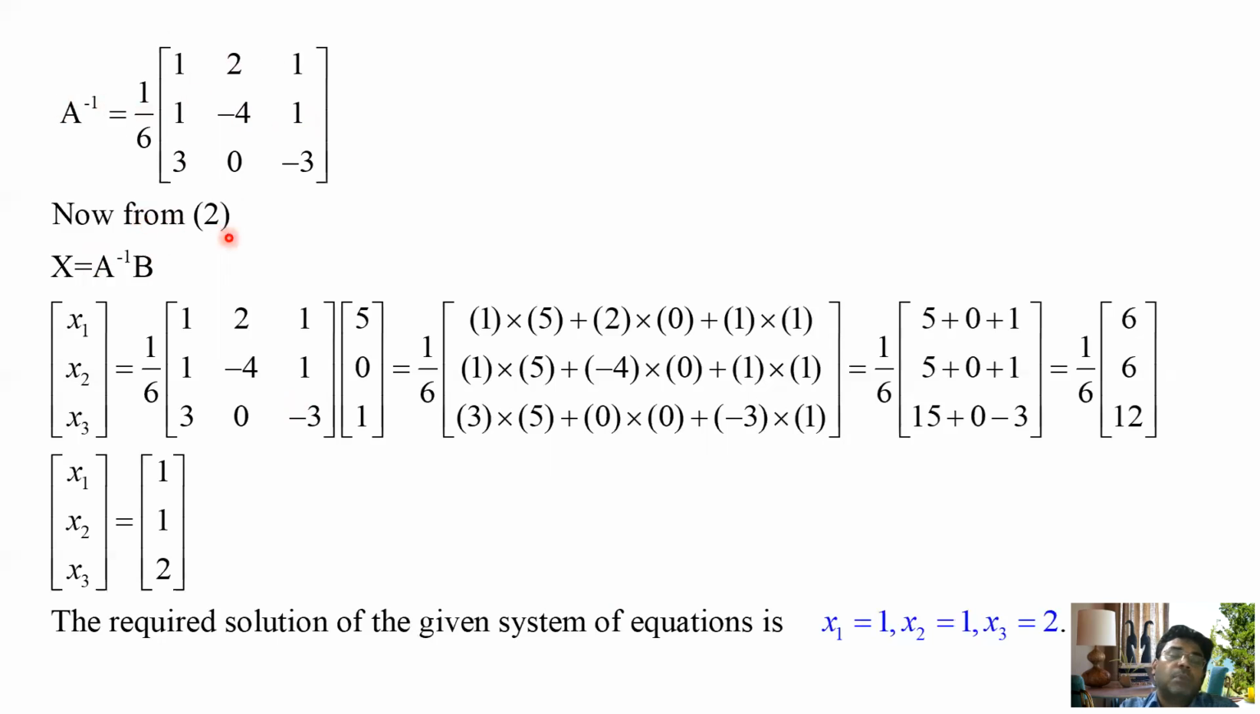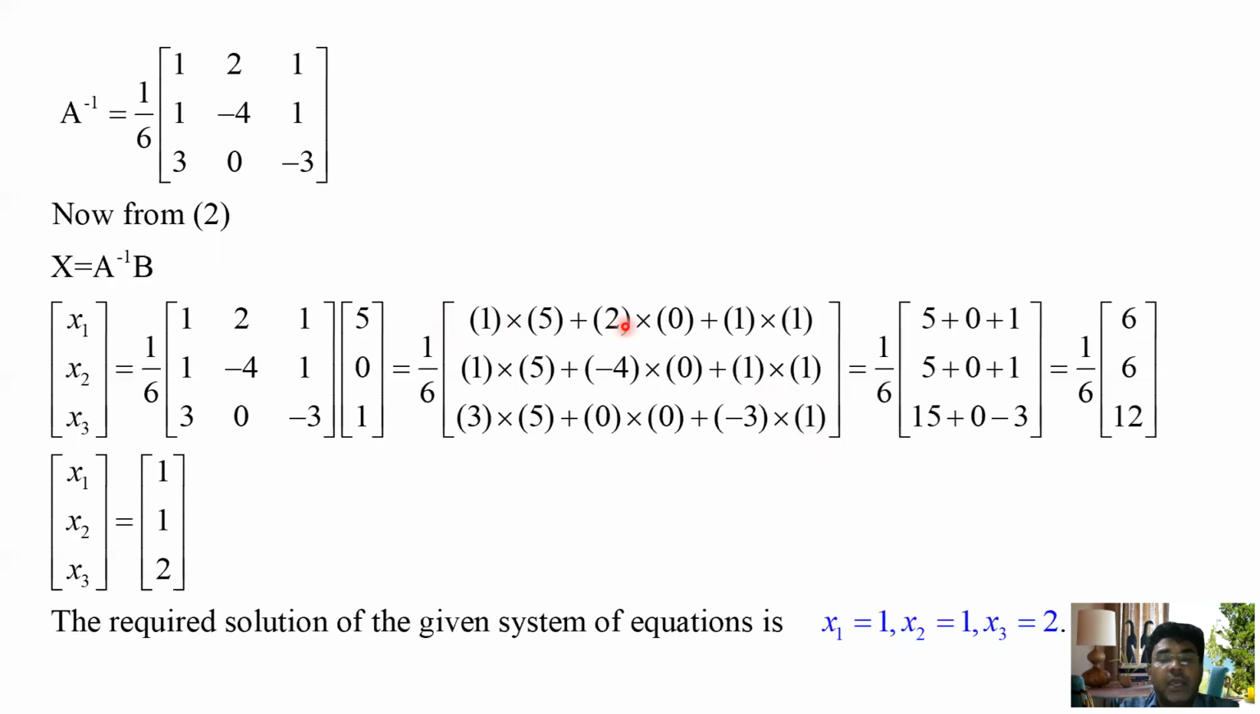Now, from equation number 2, you have x equals to A inverse B. So what is x? Write down here. What is A inverse? This is your A inverse. What is your B? This is 5, 0, 1. Now already you know how to multiply. 1 by 6 is outside. 1 into 5 plus 2 into 0 plus 1 into 1 in first row. In second row, 1 into 5 minus 4 into 0 plus 1 into 1. Third row, 3 into 5 plus 0 into 0 plus minus 1 into 1.